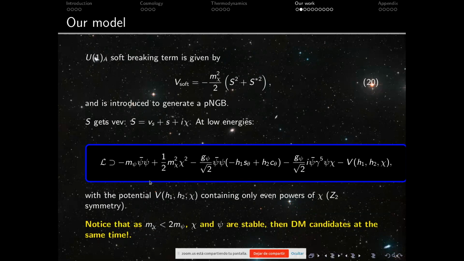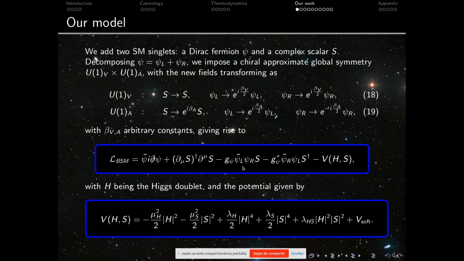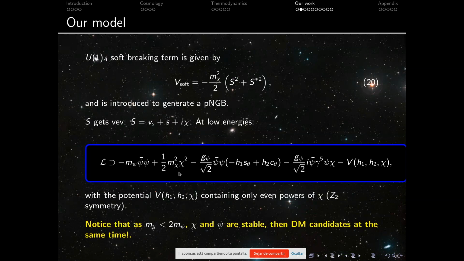these terms. Now after this breaking, you get a mass for your fermion. In the beginning, it was not possible to include an explicit mass term for your fermion due to the symmetries of the system. Now you have a mass for your chi, which is the pseudo-Goldstone boson, and you have some interactions between the fermions and the physical radial degrees of freedom, which are the Higgs. We recognize H1 as the Higgs boson and H2 as a second Higgs. And you have here some parameters which are related to the Higgs portal. I'm going to show you in a moment the explicit meaning of this.